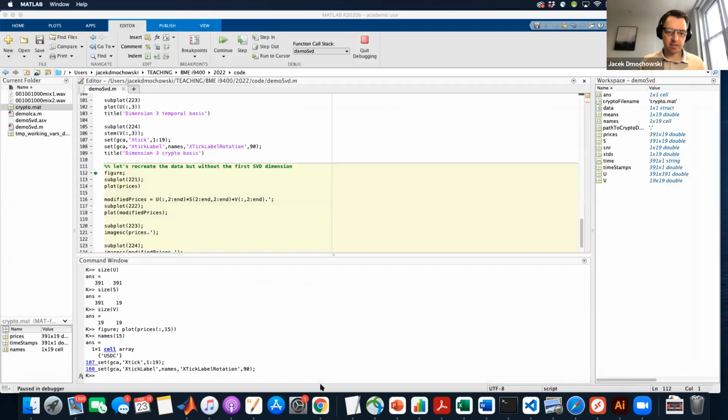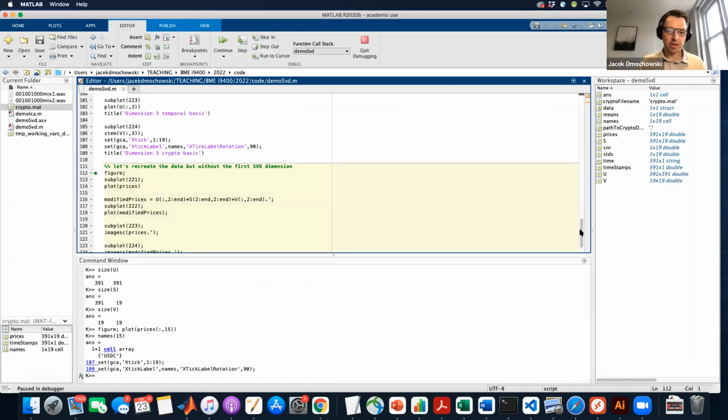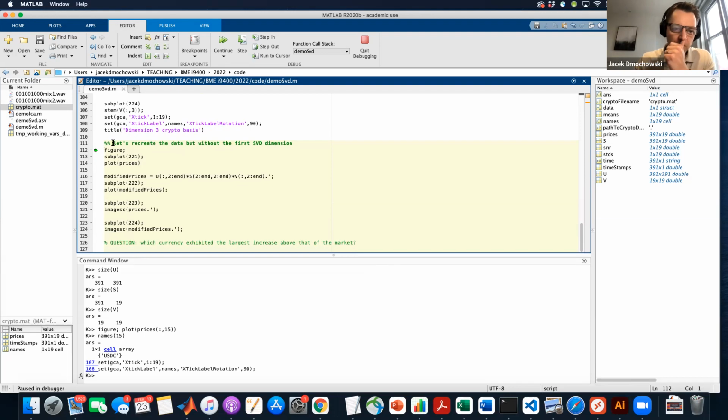Okay, so now I'm going to recreate my data without the first SVD dimension. Why? This is not uncommon in data analysis. I want to look at the data irrespective of the global market, so I want to capture only the fluctuations that are genuine, localized events that would not be predictable by just knowing that currencies generally go up slowly over time.